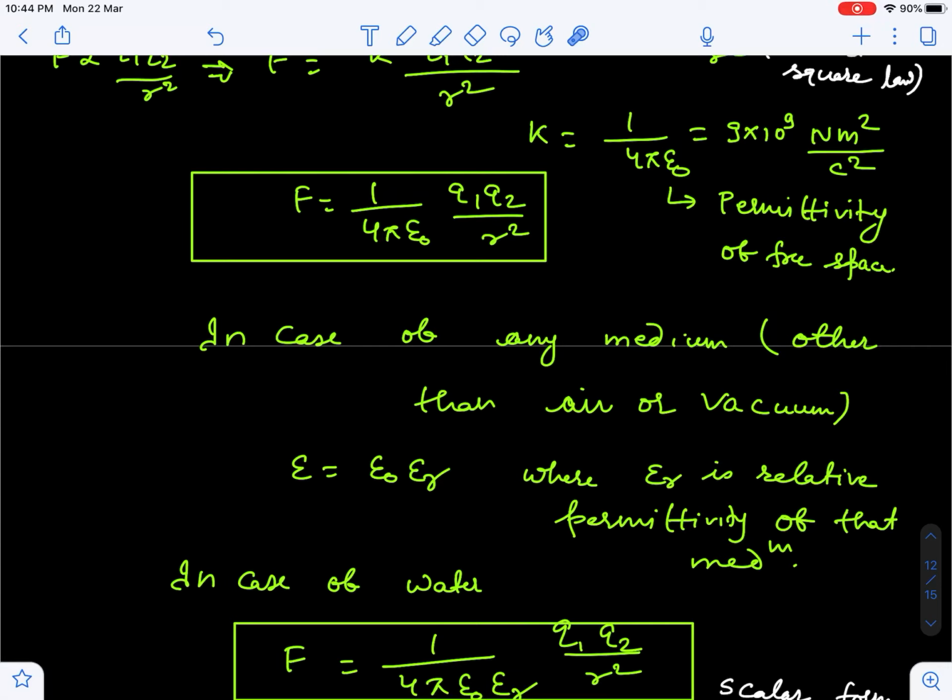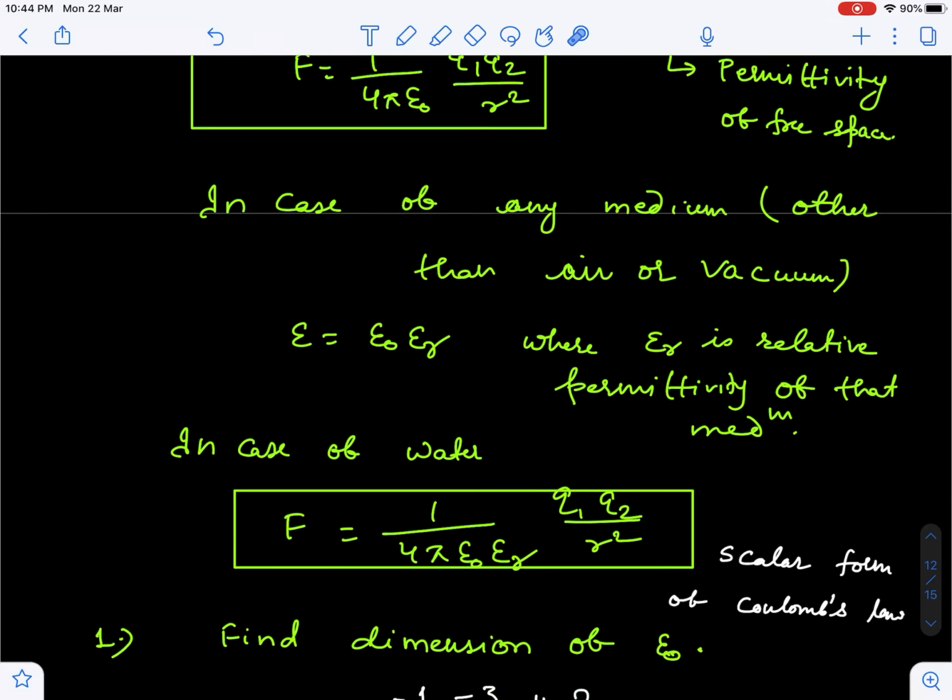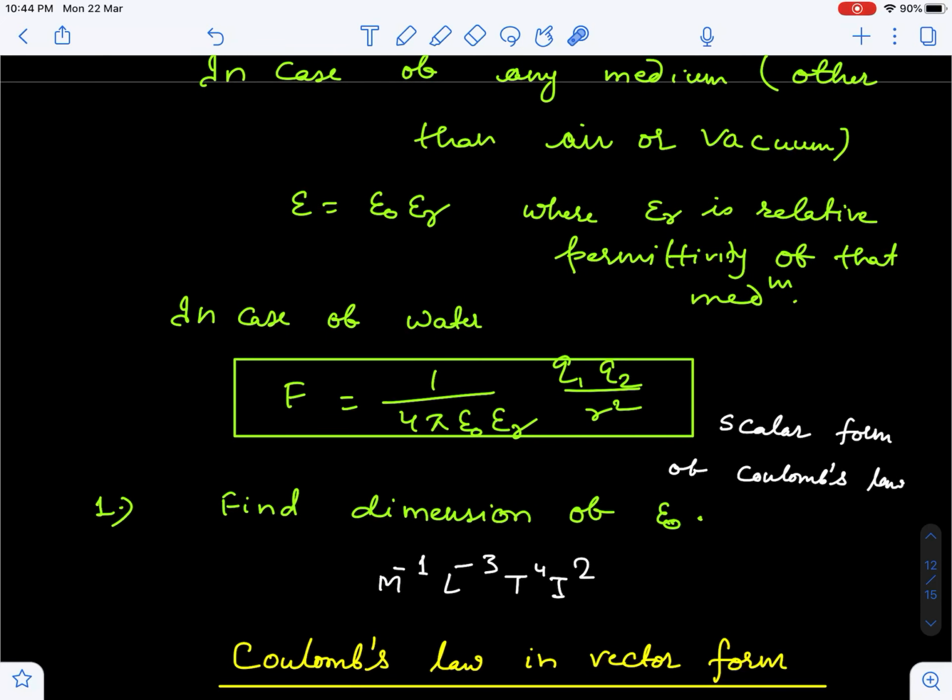When these charges are kept in another medium, the force actually depends upon the relative permittivity. So what is the difference between the electrostatic force and the gravitational force? The electrostatic force depends upon the medium, and the gravitational force is independent of any medium. So you have to keep this in mind. Now guys, this is the scalar form of Coulomb's law.